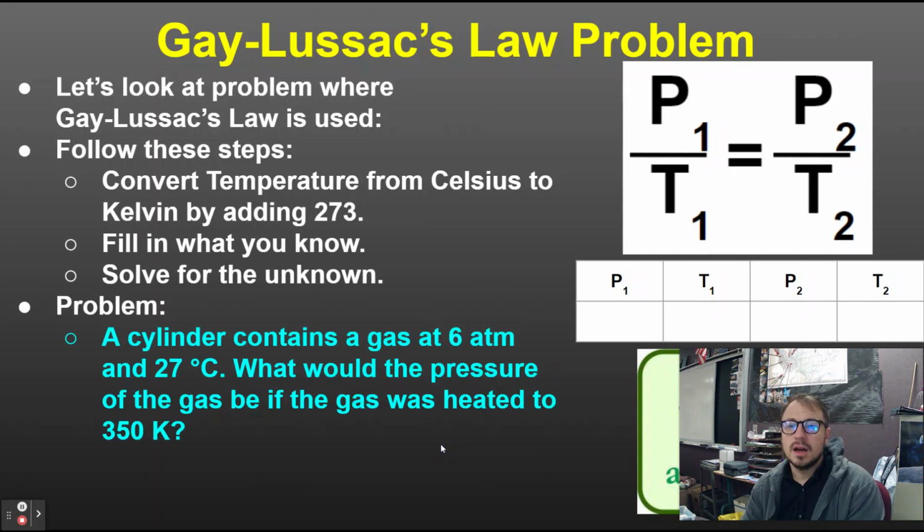So here's a problem. A cylinder contains a gas at 6 atmospheres and 27 degrees Celsius. What would the pressure of the gas be if the gas was heated to 350 Kelvin? So the answer is going to be 7 atmospheres, but here's how we get that. We plug in everything that we know.